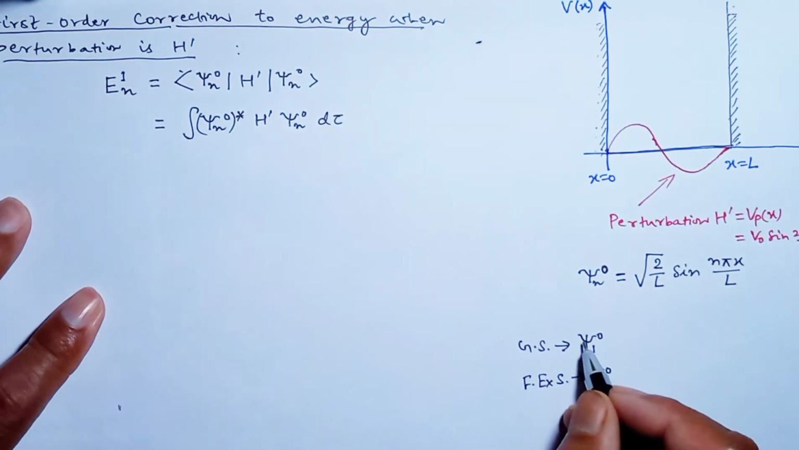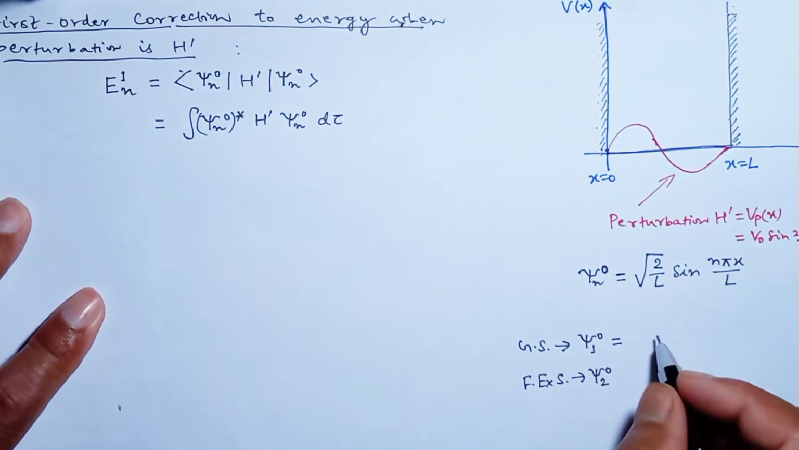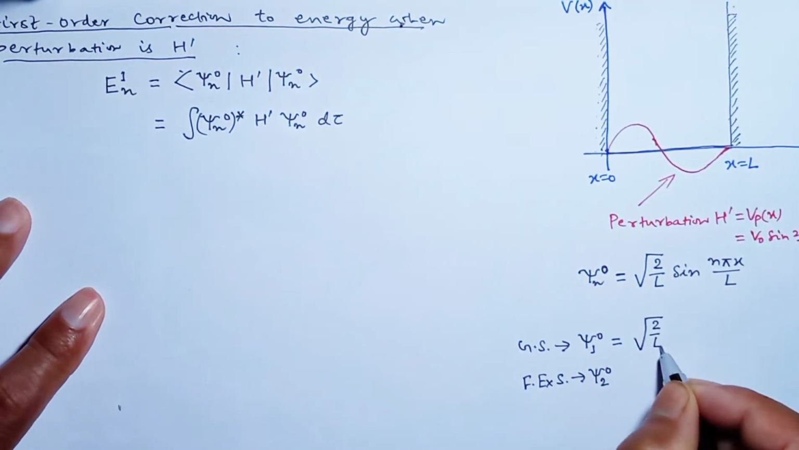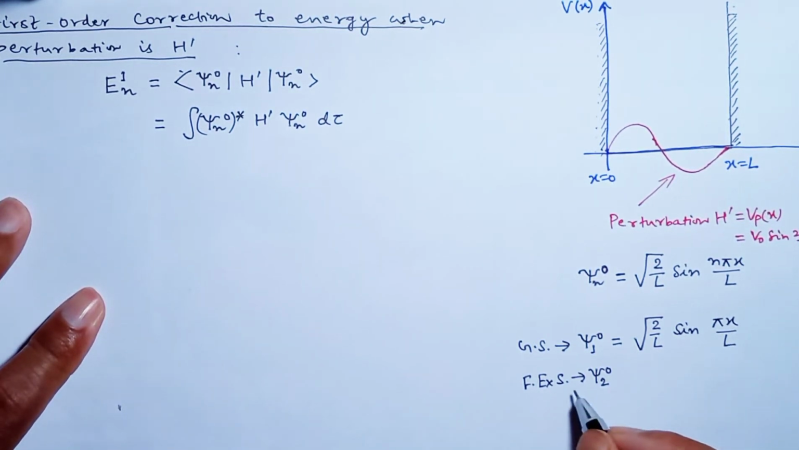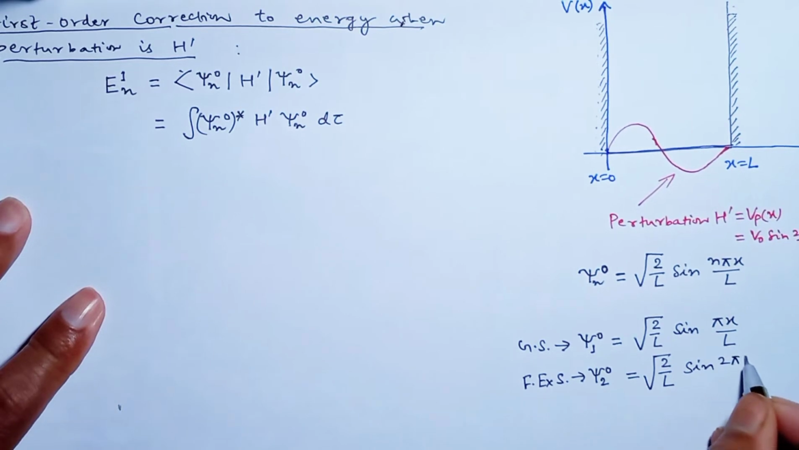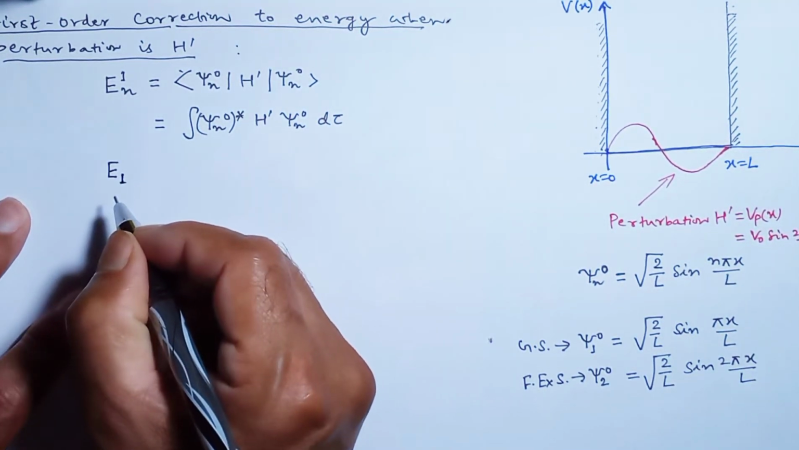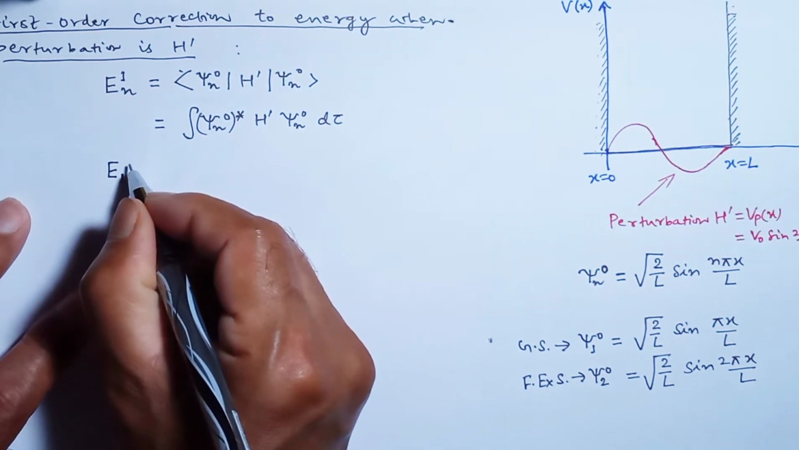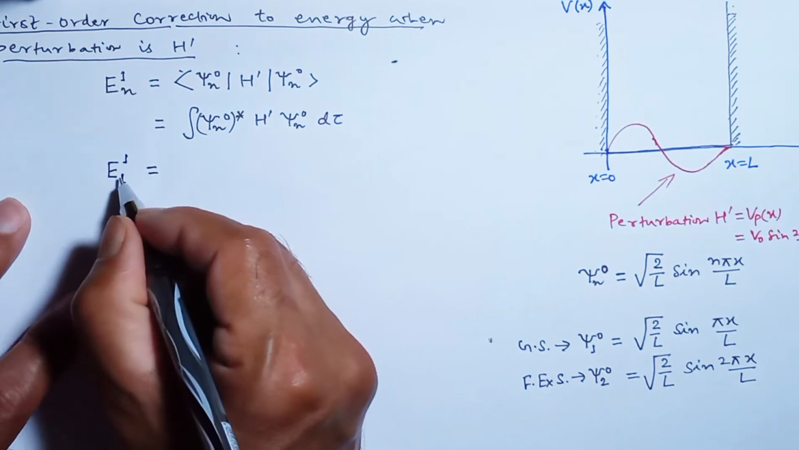For ground state, the unperturbed wave function would be, just using n equals 1, under root 2 upon L sin pi x upon L. For first excited state, it would be under root 2 upon L sin 2 pi x upon L. So the first order correction to energy in the ground state would be E11, using n equals 1.